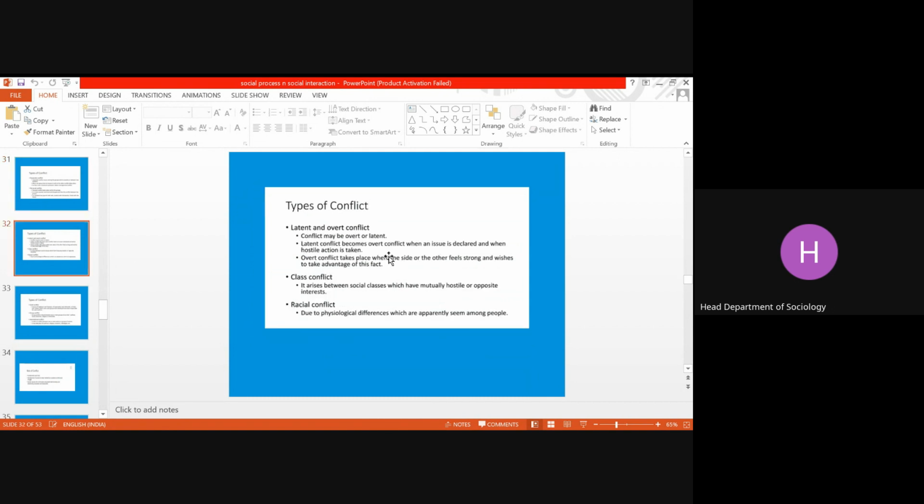Latent and overt. Conflict may be overt or latent. Latent conflict becomes overt conflict when an issue is declared and when hostile action is taken. What do you mean by latent? Do you know what is latent? If you know what latent means, you can understand this. Latent is nothing but something hidden. Yes, very good. Here, latent is nothing but hidden. Latent conflict becomes overt when it comes out, when an issue is declared and hostile action is taken.